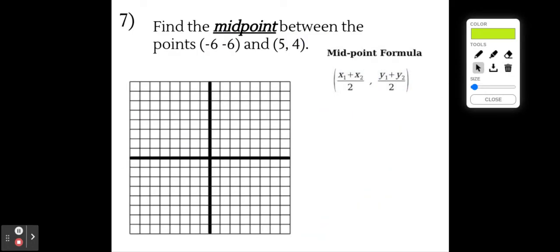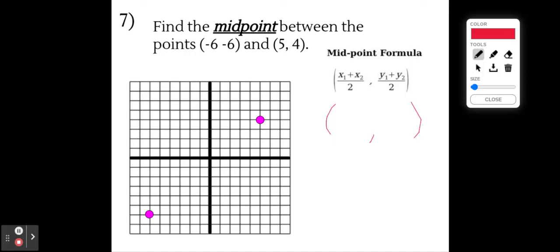All right, let's try number 7. Go ahead and start off by graphing the two points. We've got (-6, 6) and we've got (5, 4). We want to find the point that's exactly in the middle.